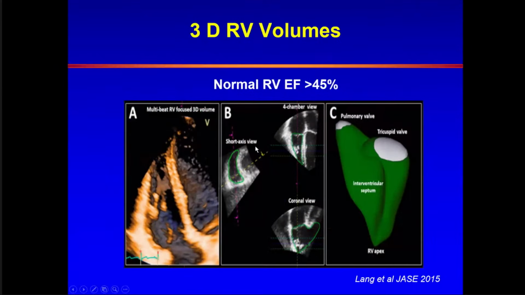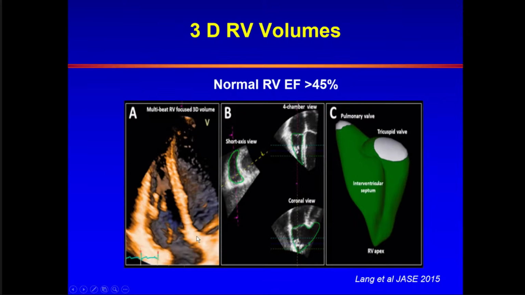Moving away from 2D to 3D measurements, it makes good sense. Here you want a decent frame rate, and we're looking at 20 to 25 volumes or so per second to acquire. You will get a good look at all segments of the RV. As you can see in this illustration, it gets you the inflow, the outflow, and the RV apex.